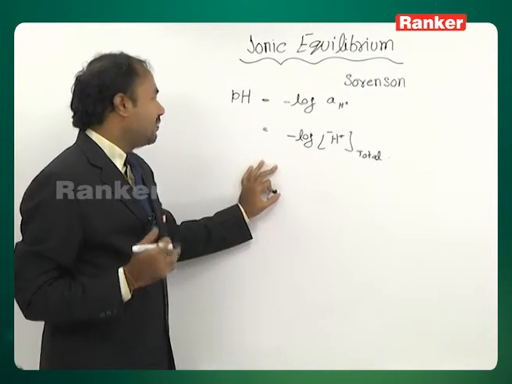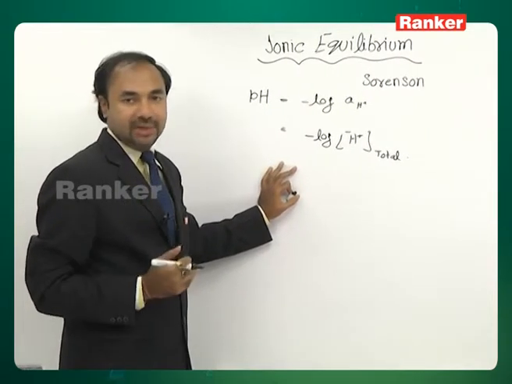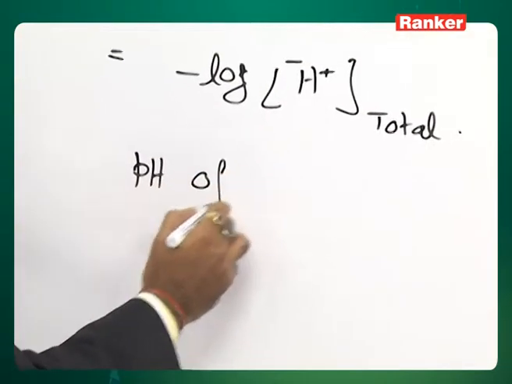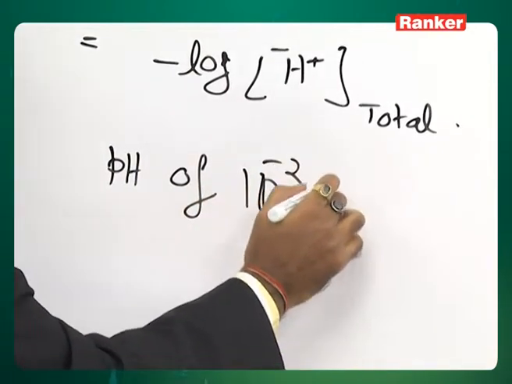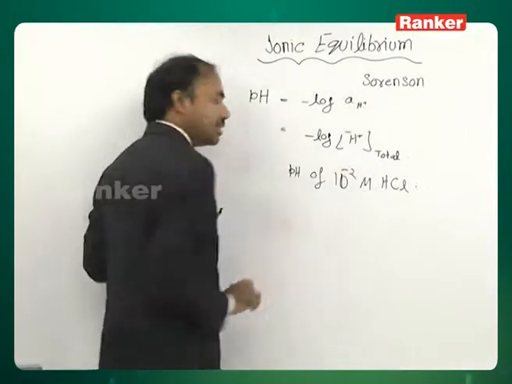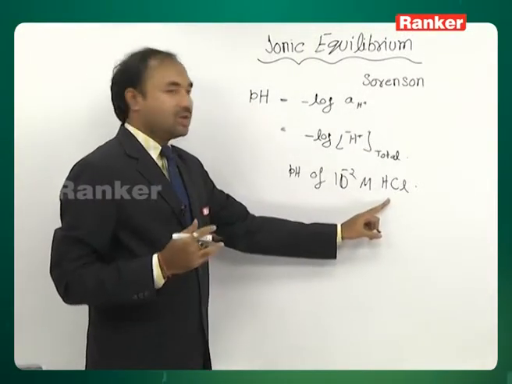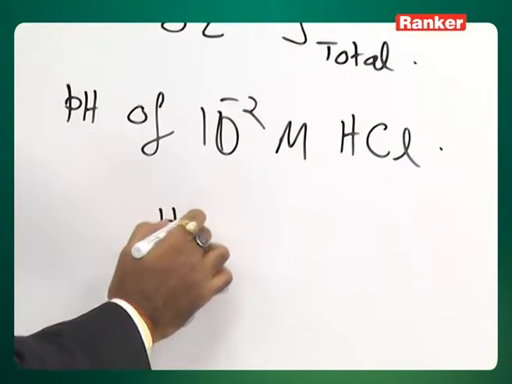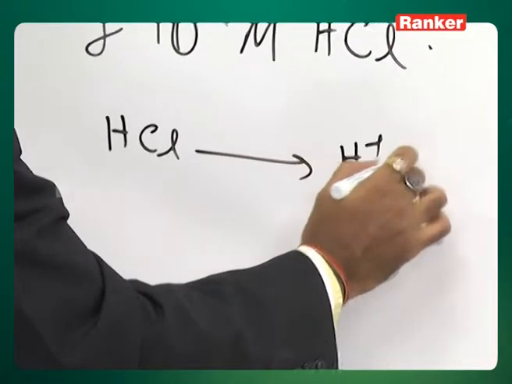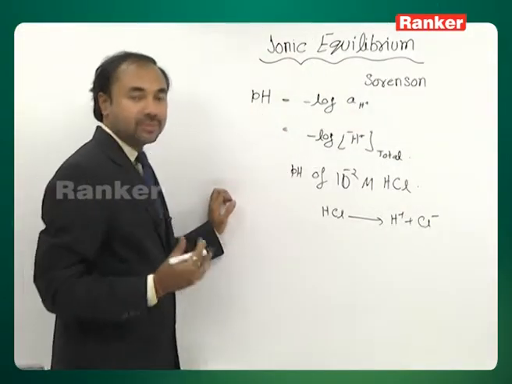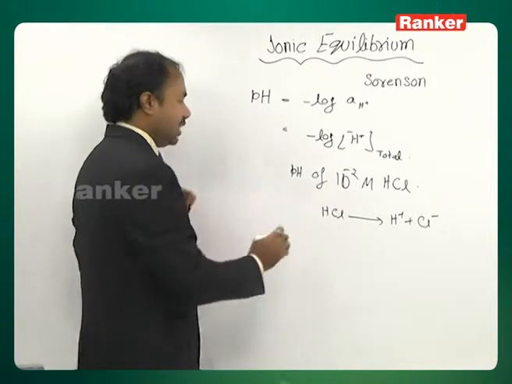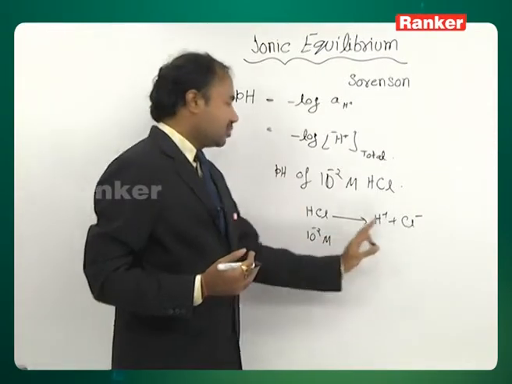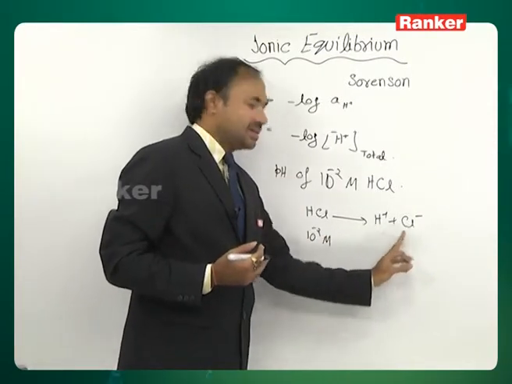Suppose you are given: find the pH of 10^-2 molar HCl solution. Now, we have to find the pH of 10^-2 molar HCl solution. Here what happens, HCl, because of being a strong electrolyte, dissociates completely to give H+ and Cl- ions. So, we get here HCl giving you H+ and Cl- ions. Now, if you have 10^-2 molar HCl, which is given here in the question, then this will dissociate completely to give you H+ ion and Cl- ion.